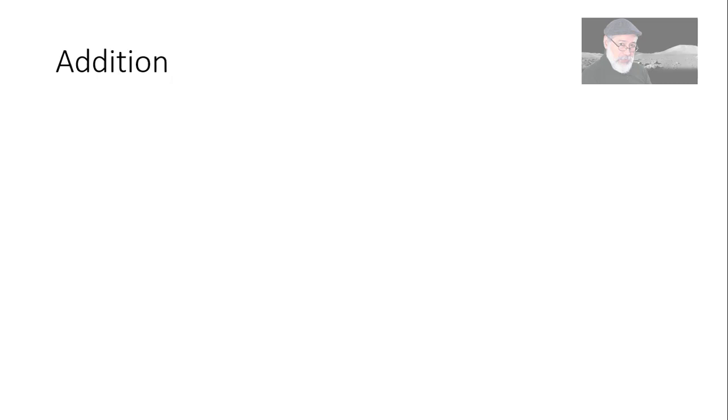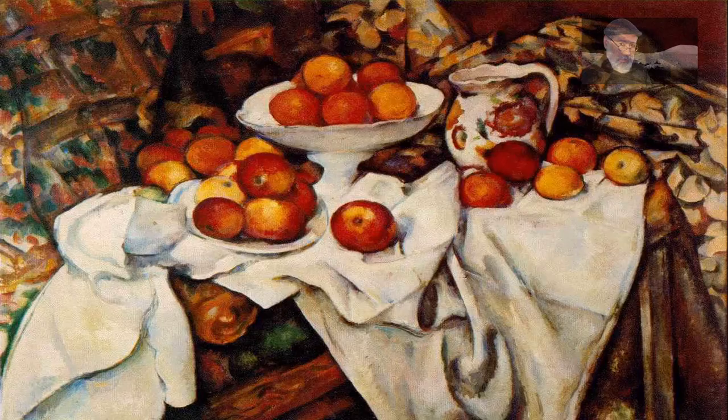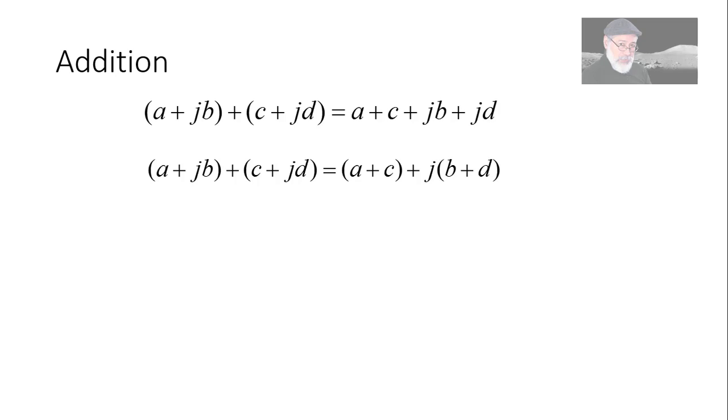So how is it that we add complex numbers? Apples with apples and oranges with oranges, right? Those two complex numbers, to add them, let's reorganize that, and we add the real parts and we add the imaginary parts. I am factoring out j. That's how we add complex numbers.